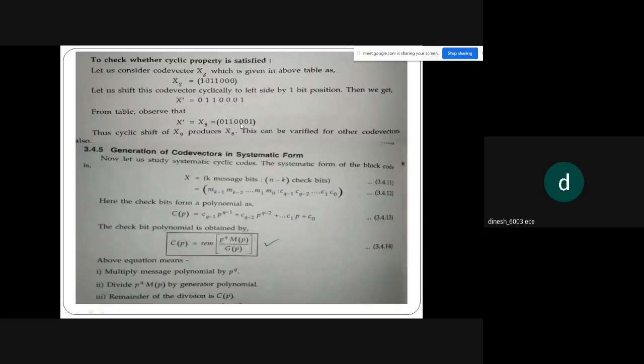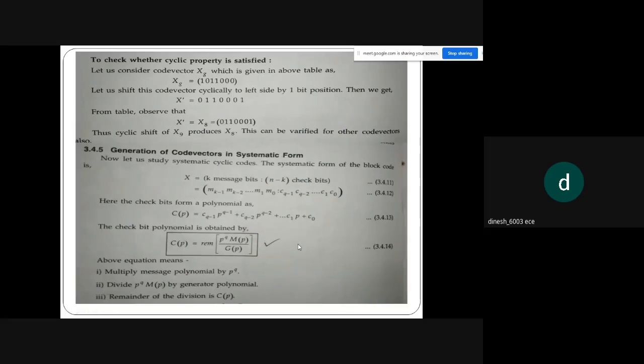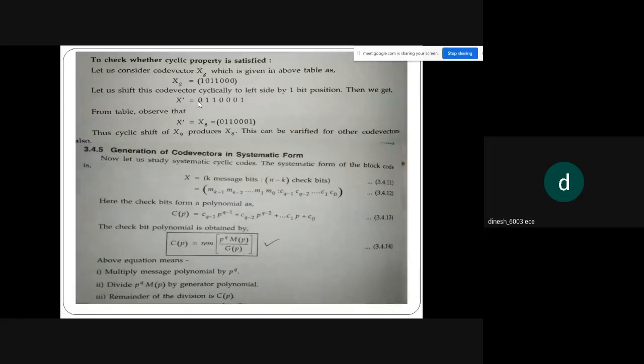101100. Okay, so from the table, I'm taking a value of x9. It is not x8. So I consider a code vector from the table, 101100. I take that and I do a cyclic shift to the left side.